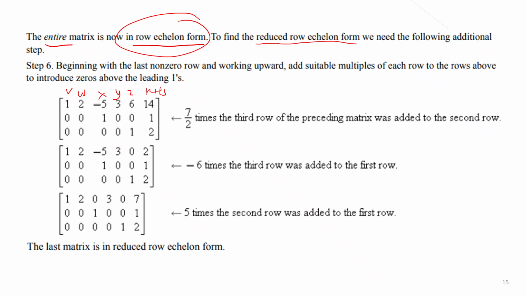So now in row echelon form, you already have this value. In order to make it reduced row echelon form, you can substitute back, starting from the last non-zero row and working upward. Okay, add suitable multipliers for each row to the row above. So previously we went from top to bottom, now we go from bottom to top.